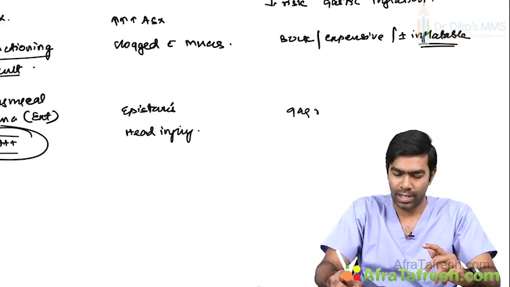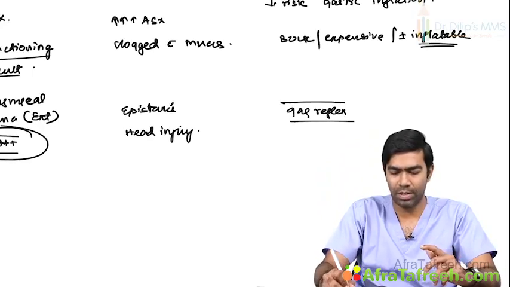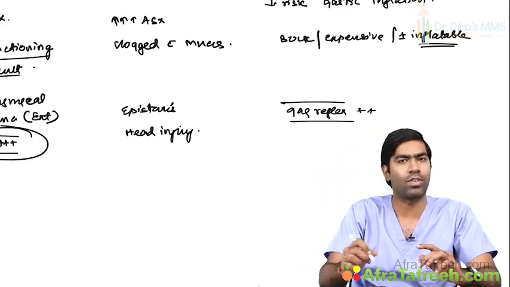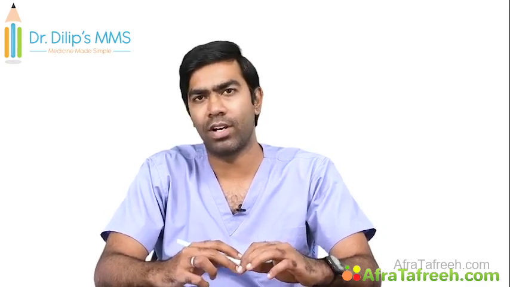And again, gag reflex definitely becomes a relative contraindication for inserting these devices because in the presence of a gag reflex, it's very difficult to insert this device. You need some sort of anesthesia. You have to suppress the gag reflex, and only then insert this device. Clear?